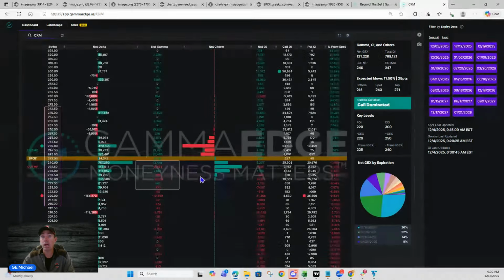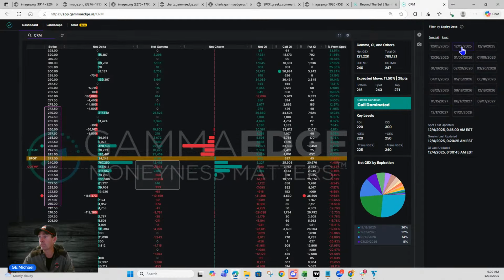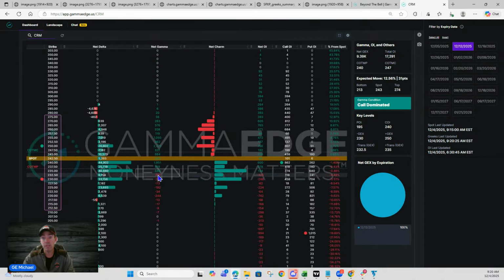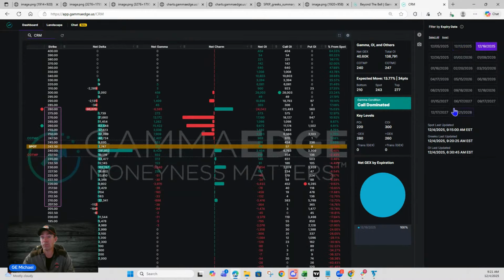So CRM, call dominated. 250 is your PGX level. You see the charm overhead because out of the money calls. 240 would be a pullback area that should be supportive. Transition area. Let's look at next Friday. 250. So PGX actually moves up slightly. Transition actually drops, which is bullish. So you have call speculation. Not a lot of call speculation above 250 though for next Friday.